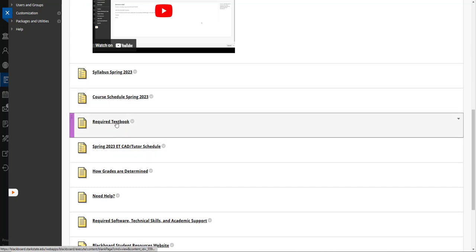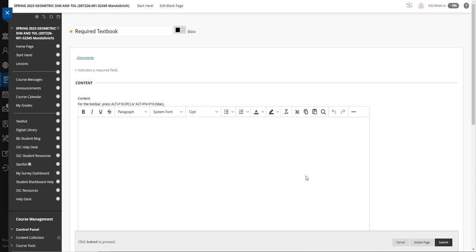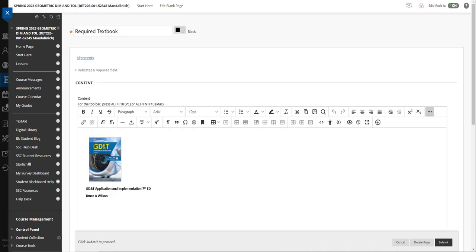Okay, here's the required textbook. It's the 7th edition by Bruce A. Wilson. Here's what it looks like. It's got an airplane engine on the front of it.